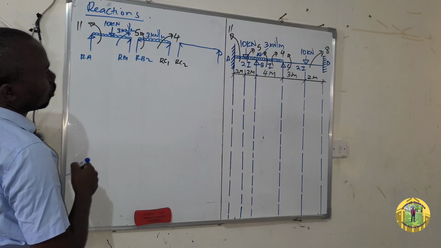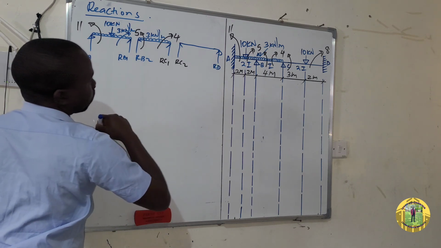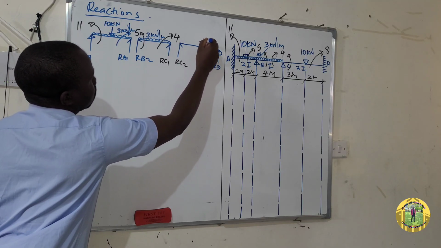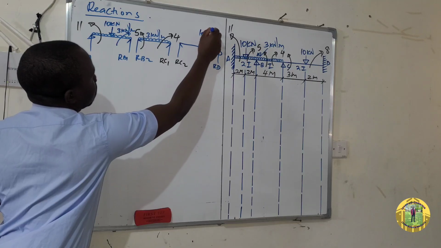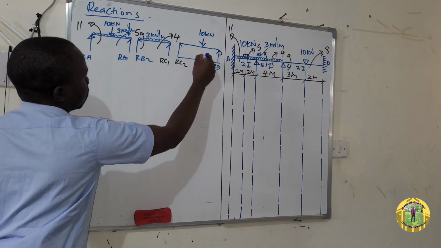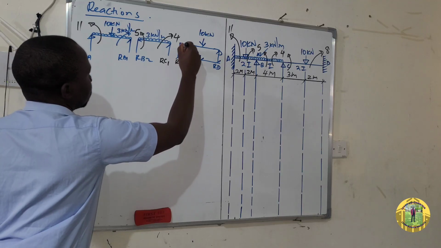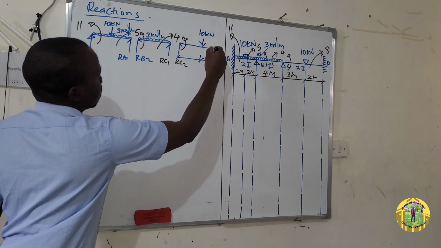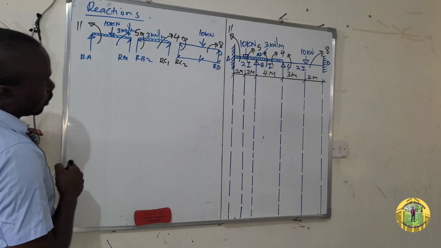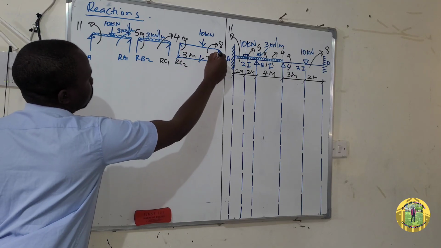So joint D is not a common joint, so it is a single joint, so this is RB. And remember, we have a UDL here, a point load of 10 kilonewton. Again, the moment is here, another moment is here, so this is 8, like that. And the dimensions are 3 meters, and this one is 2 meters.